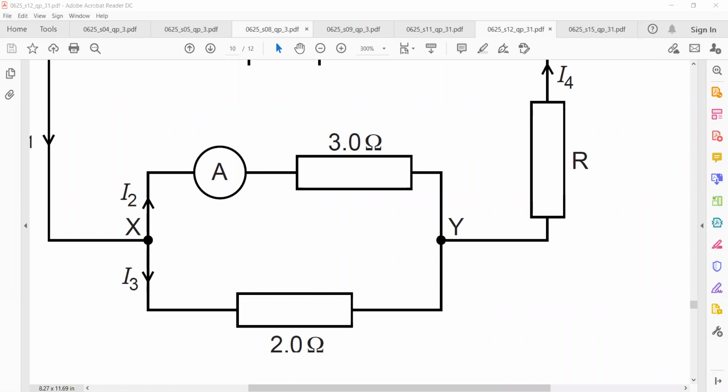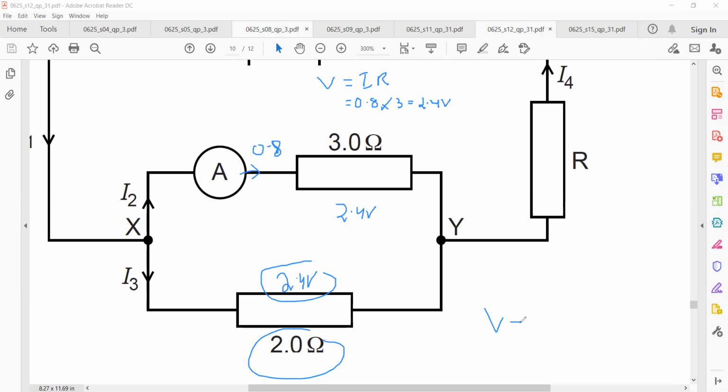How can I calculate this I3? The current was given in the question, this current was 0.8. So I use the formula V equals IR. I got the voltage, which is 0.8 multiplied by 3 equals 2.4. So the voltage here was 2.4. They are in parallel, so how much voltage will be there? 2.4. So I have the voltage and I have the resistance, so I can use the same formula. V equals IR. V is the voltage, which is 2.4, I is the current, and R is the resistance, which is 2. So 2.4 equals I multiplied by 2. This is multiplied, so on the other side it will divide. So what will I get? I will get 1.2 amperes.